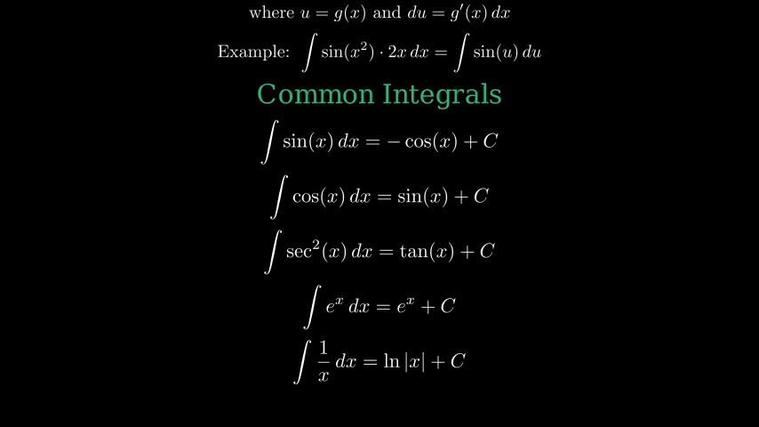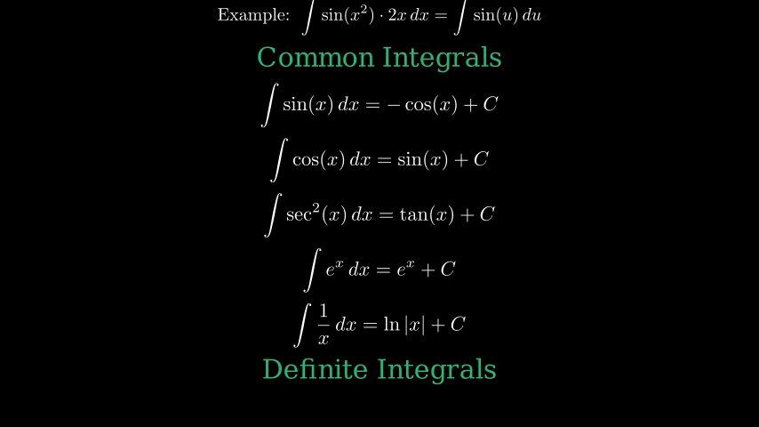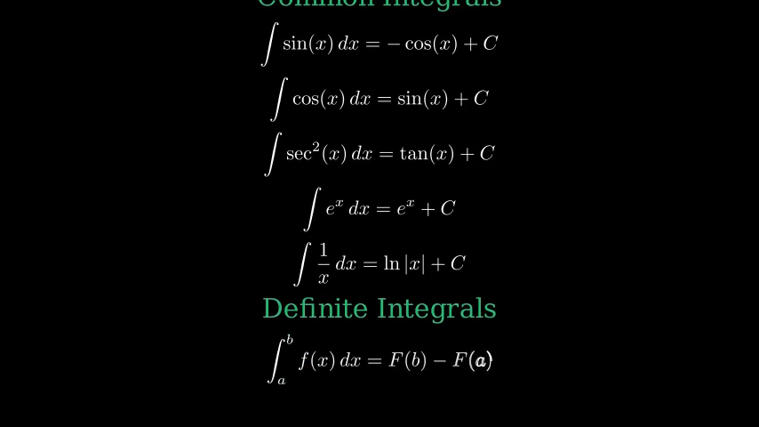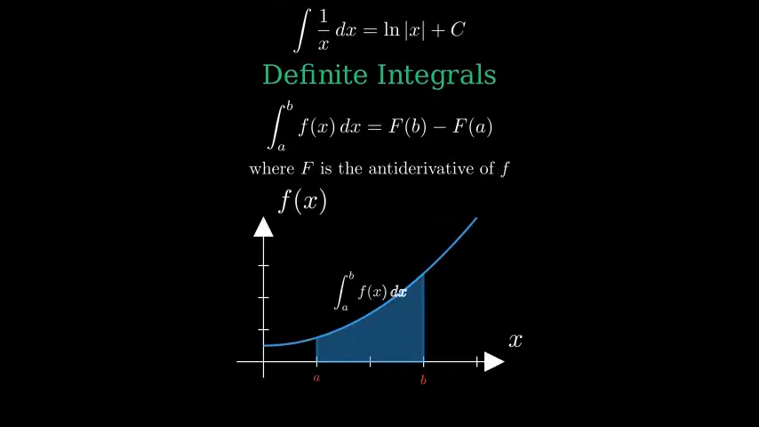Finally, let's discuss definite integrals. A definite integral represents the exact area under a curve between 2 points. The definite integral of a function f from a to b is calculated by evaluating the antiderivative F at the upper limit b and subtracting the value of the antiderivative at the lower limit a.